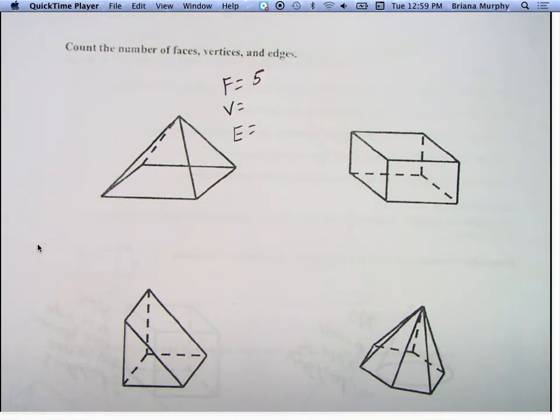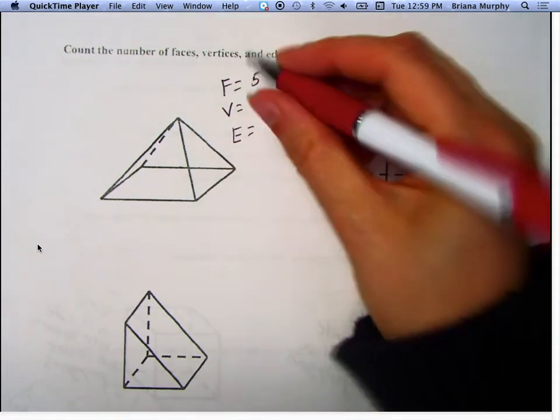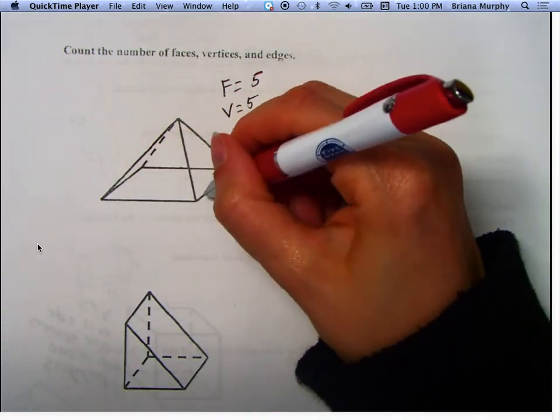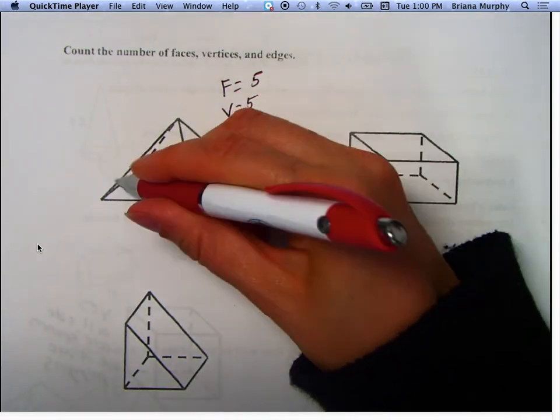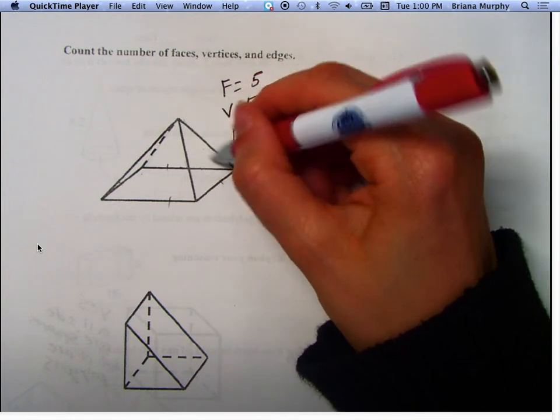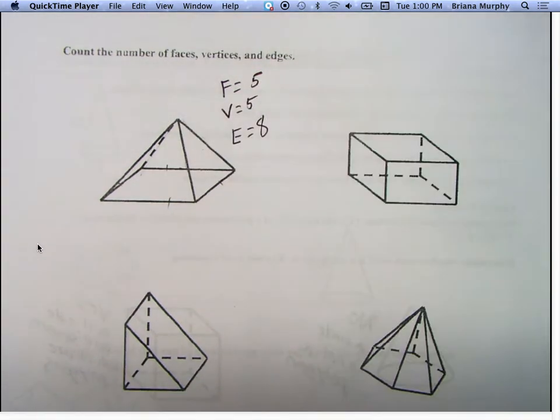How many vertices does it have? 5. Let's have 5 vertices. Okay, this is the one that's a little bit tougher. How many edges does it have? Let's count those edges again. We've got 4 on the bottom, 1, 2, 3, 4. And then 4 coming up, 1, 2, 3, 4. So a total of 8 edges.